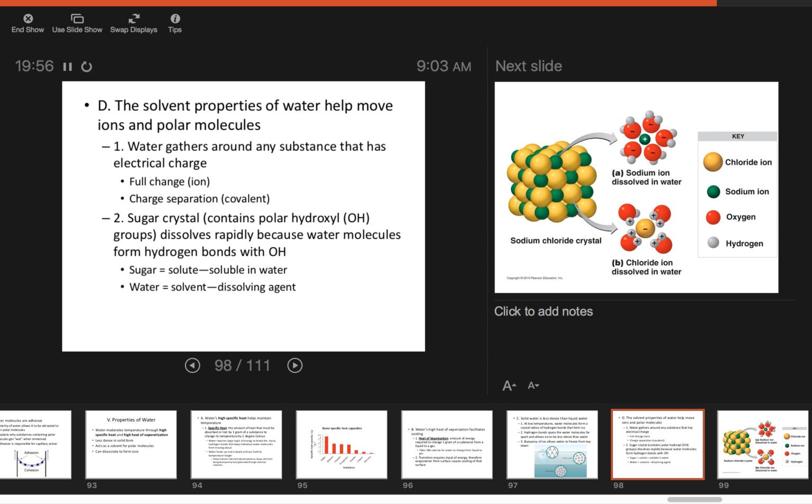Okay. The solvent properties of water help move ions and polar molecules. So water has this kind of electrical charge, and it can separate other things like sugar crystals, kind of interacts with the OH component and dissolves. So when you dissolve things in water, the water is the solvent, and the thing that's being dissolved is the solute. Okay? And I think that might be a question on your lab tomorrow.